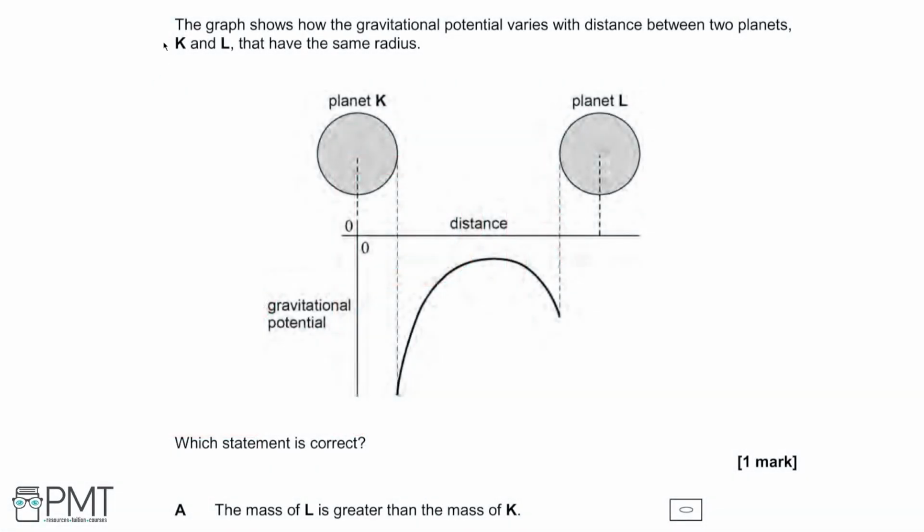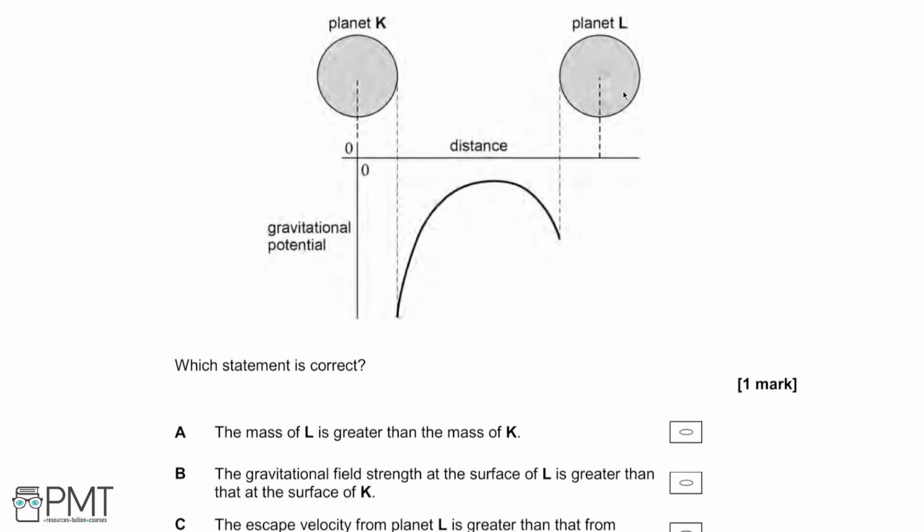This question is about gravitational potential. The question says, the graph shows how the gravitational potential varies with the distance between two planets, K and L, that have the same radius. Which statement is correct? A, the mass of L is greater than the mass of K.